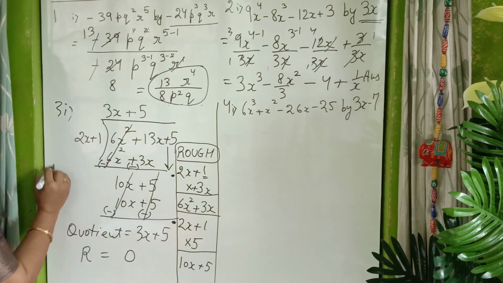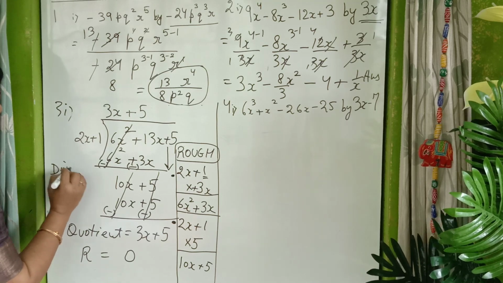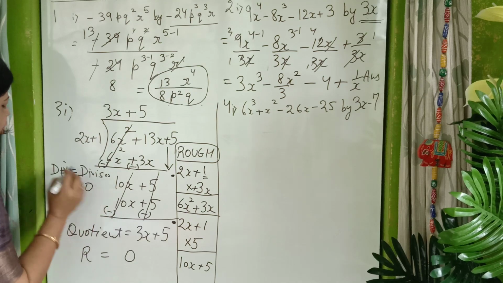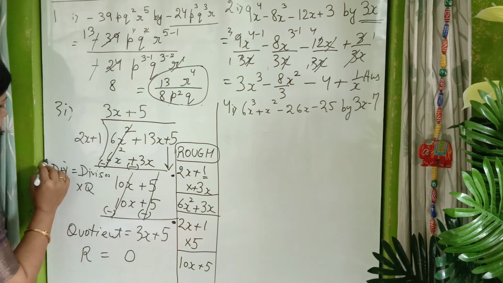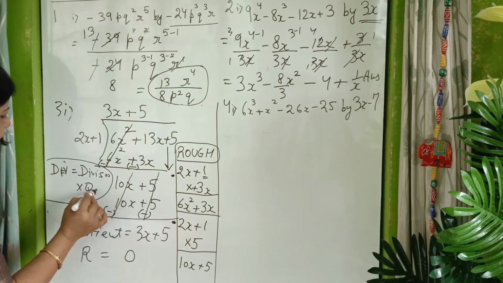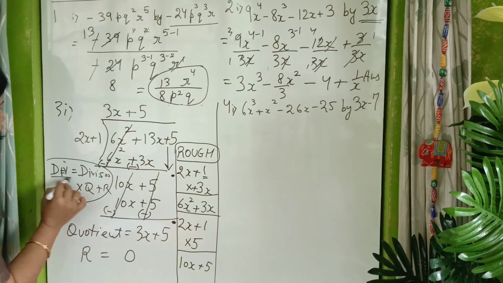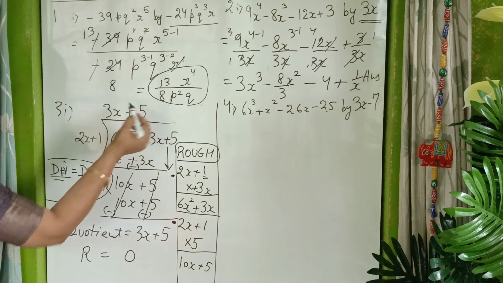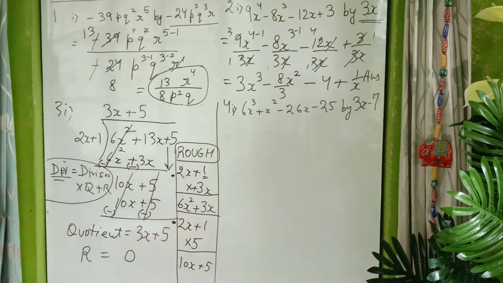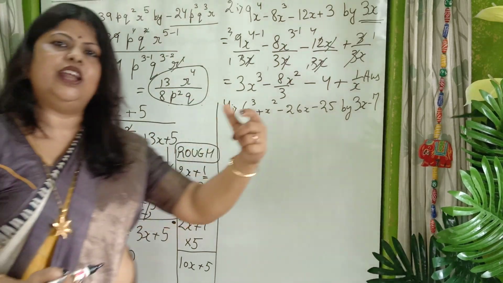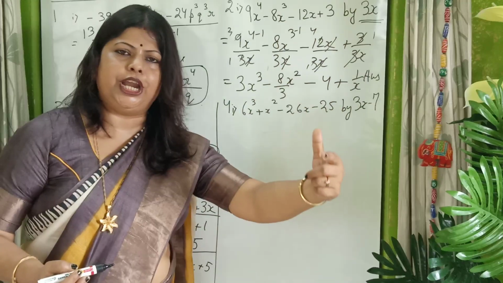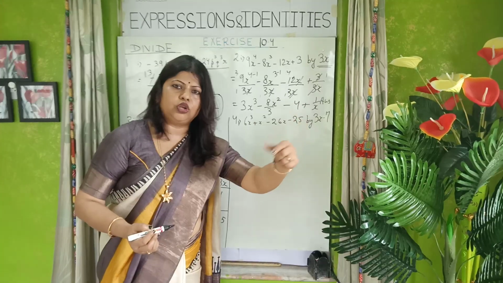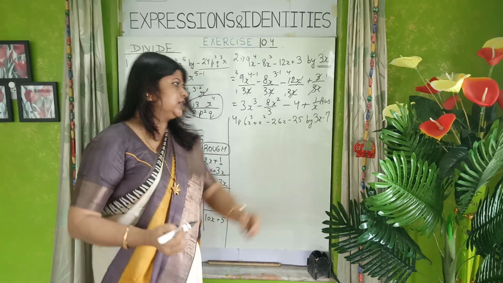So if you do here, dividend is equal to divisor into quotient. There is no remainder. So I am not writing plus remainder here. It will be plus 0 only. So if you do divisor, divisor is this, divisor into quotient, you will get back this expression. So by doing this, dividend is equal to divisor into quotient, you will be able to check whether your answer is correct or not. One more sum I do, children, the last question.